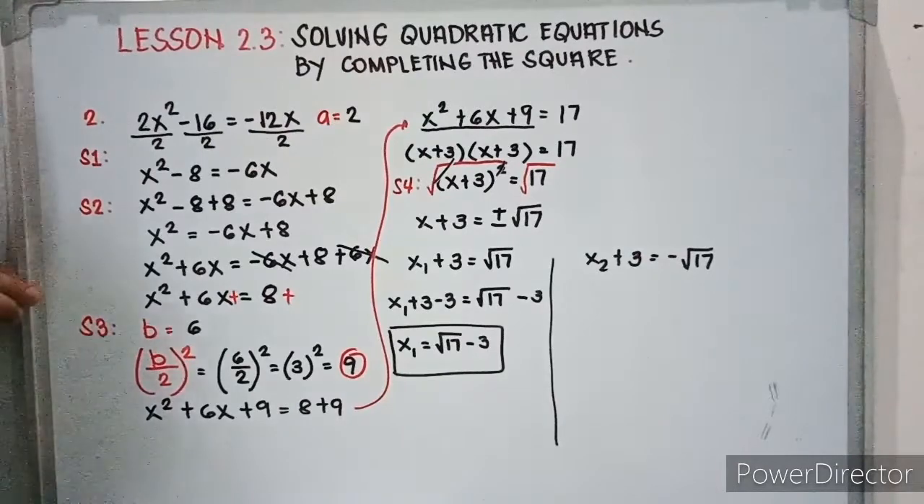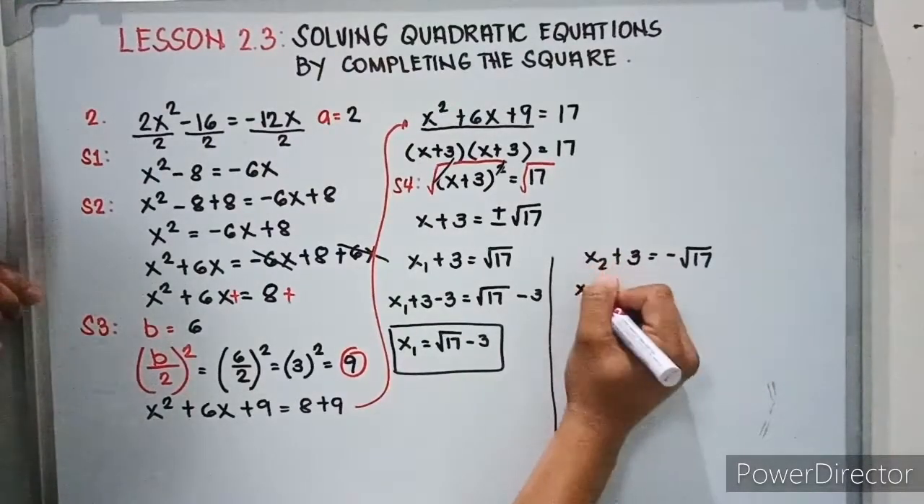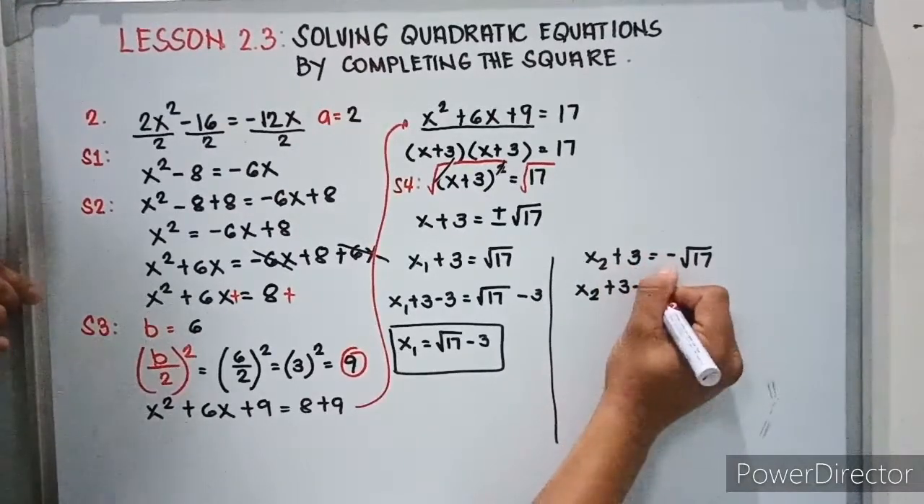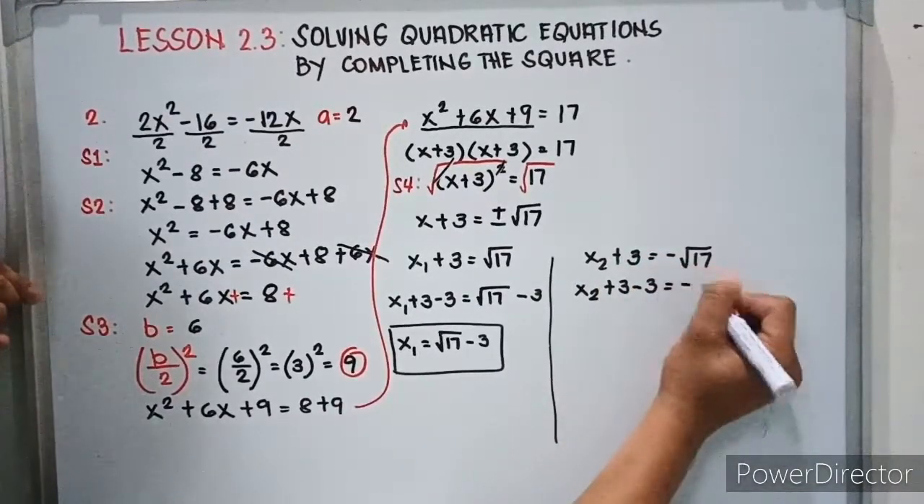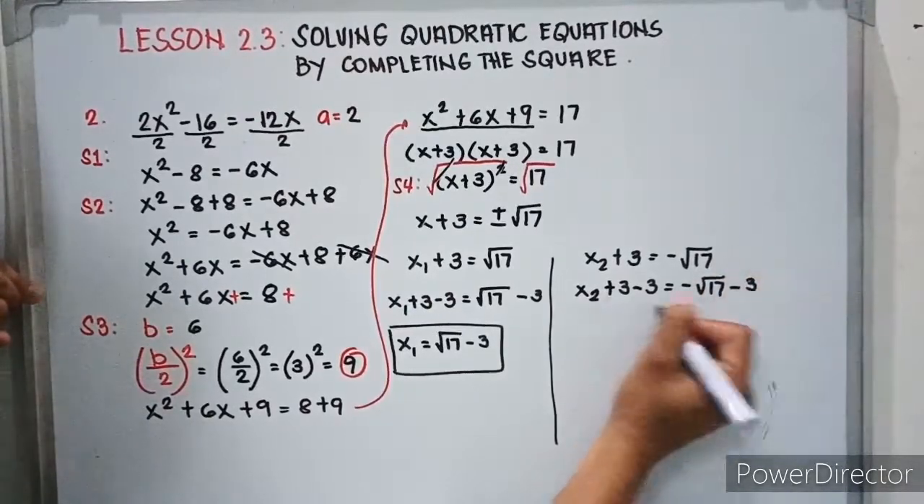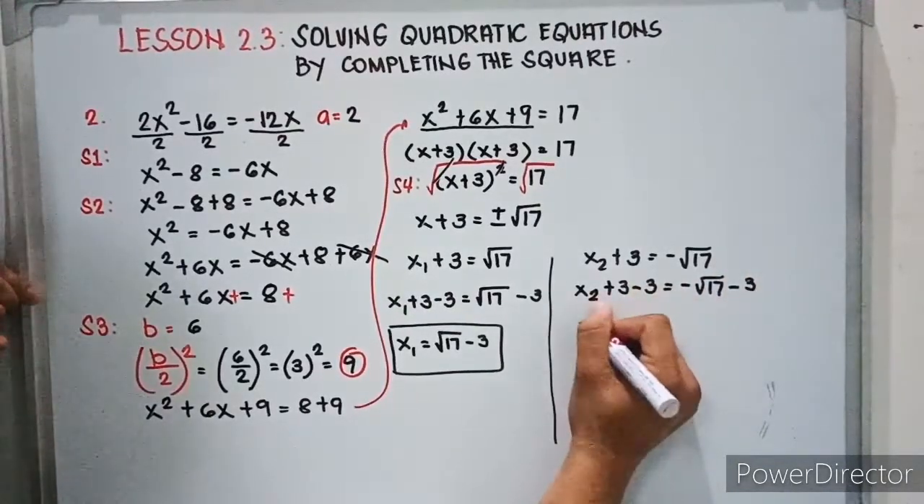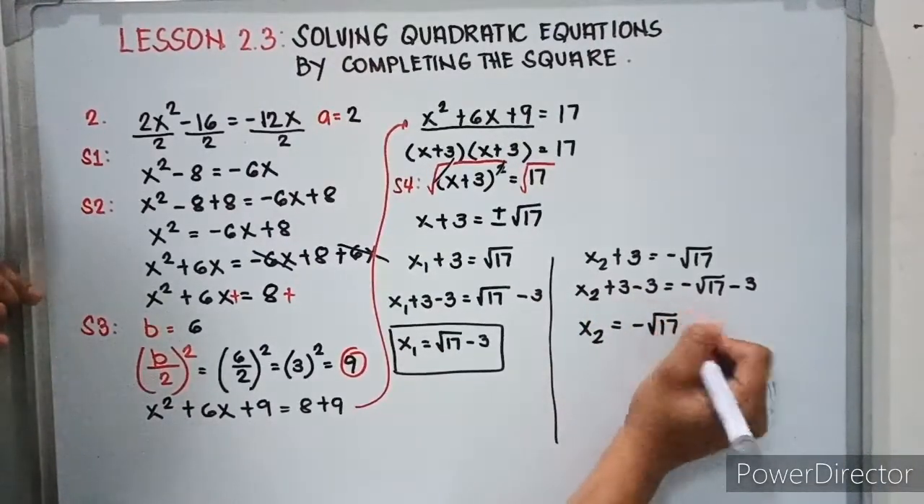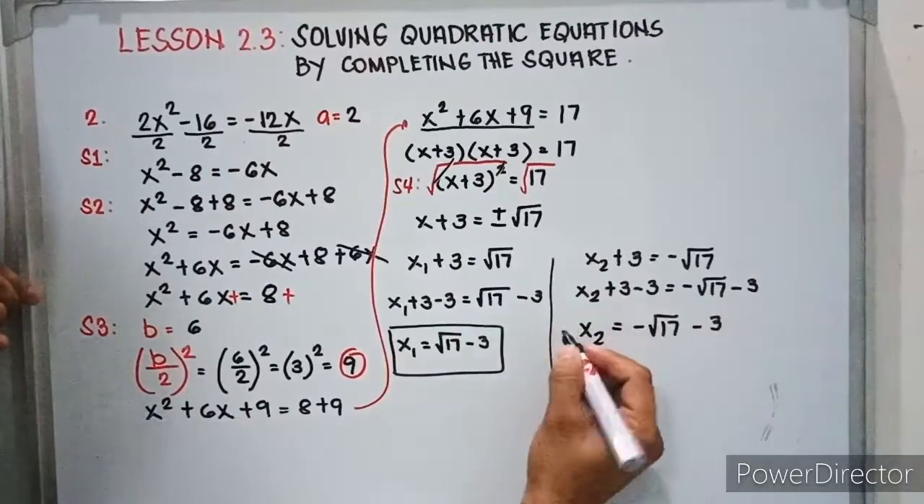Then, for our x sub 2, so we have x sub 2 plus 3, additive inverse, negative 3, equals negative square root of 17 minus 3. So, 3 minus 3 is 0. So, our x sub 2 is equal to negative square root of 17 minus 3.